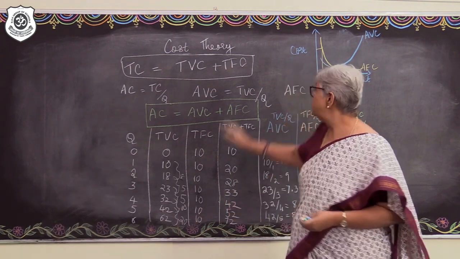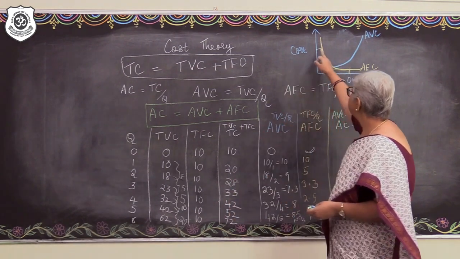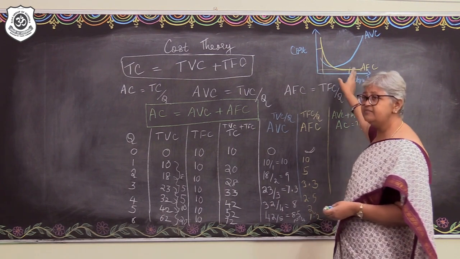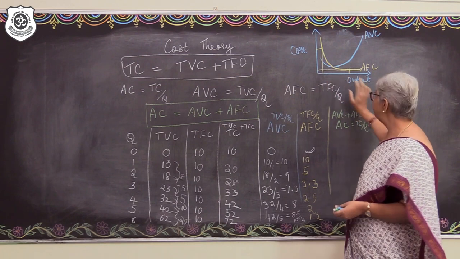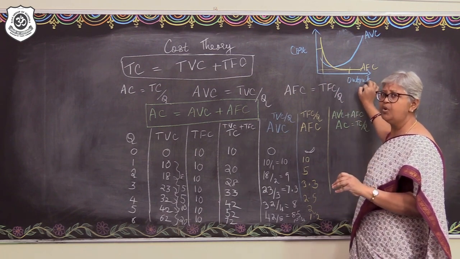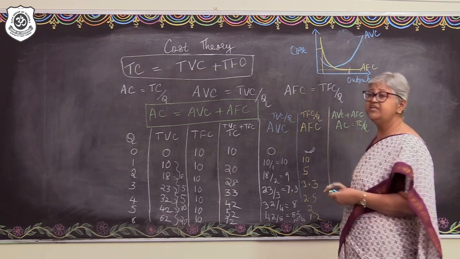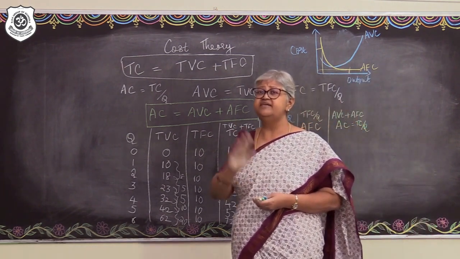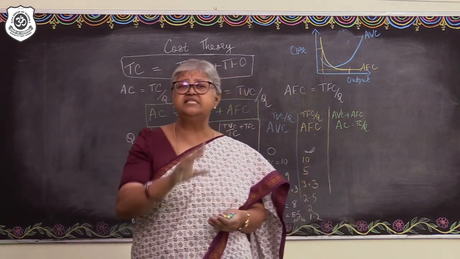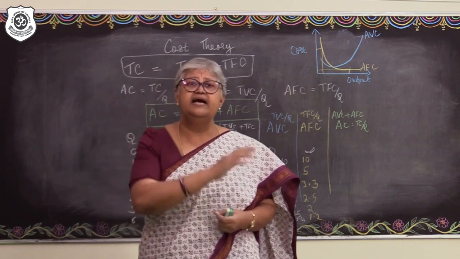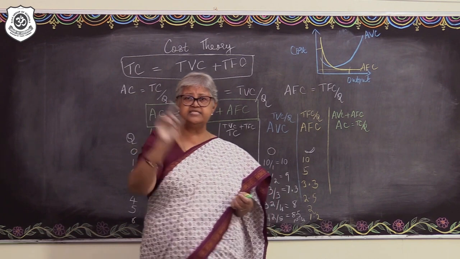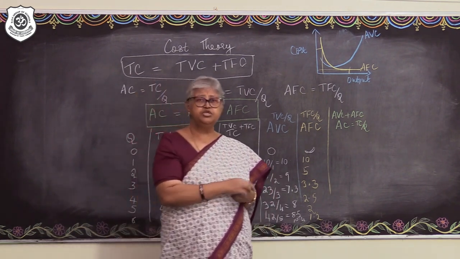Fine? Yes? So look at this curve. The AFC continuously falls and then it sort of becomes stable out there. Never touches the x-axis, meaning it doesn't become 0 at any point. Fine? So that's the behavior of the average fixed cost curve. AFC is TFC by Q, and since the TFC is some positive amount, and as the Q increases, the average fixed cost will continuously fall but will never become 0.